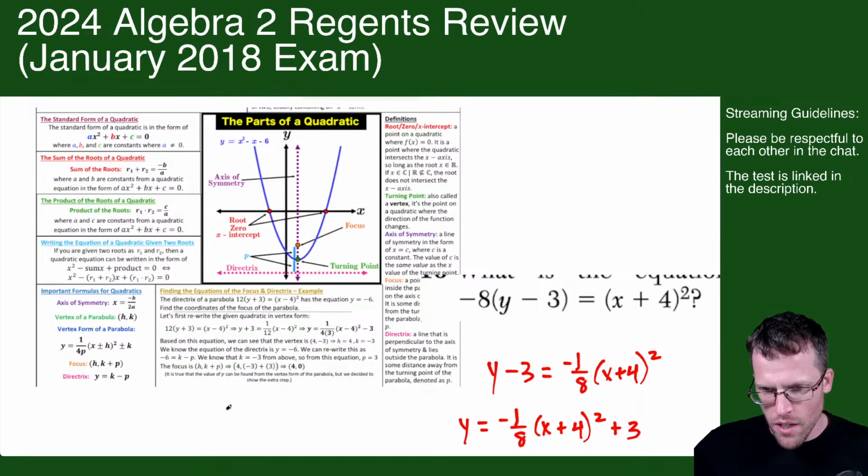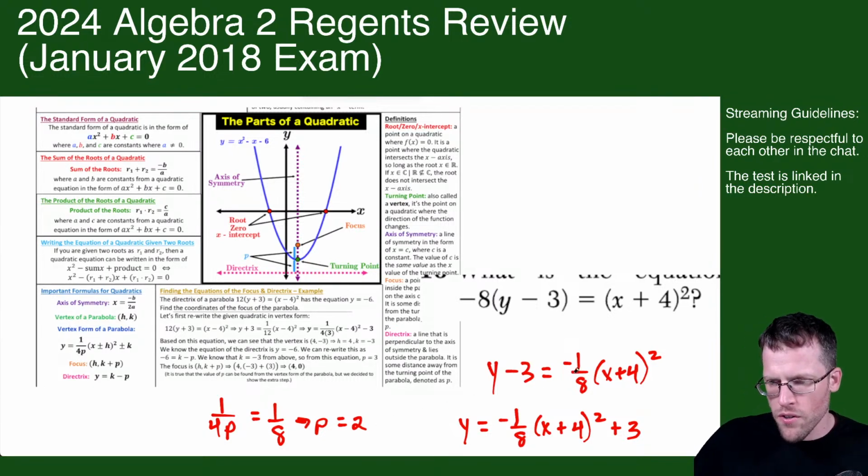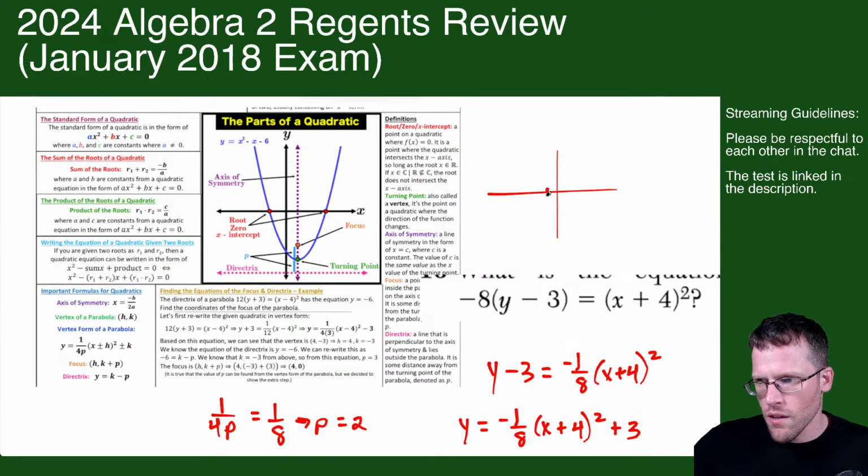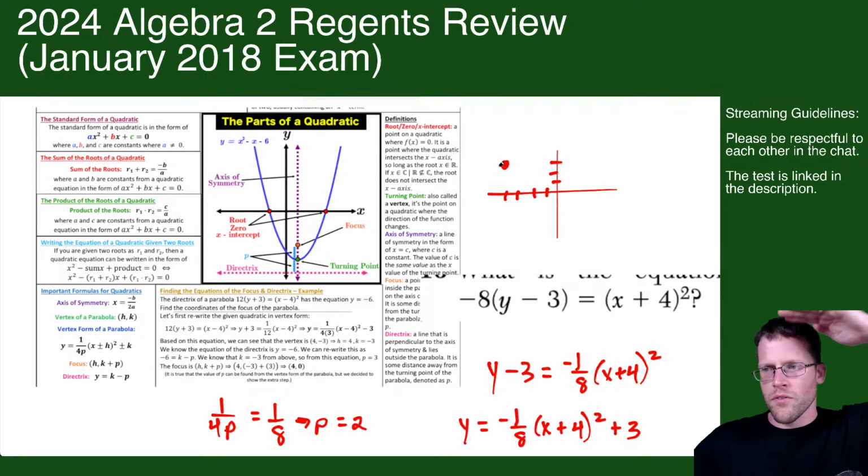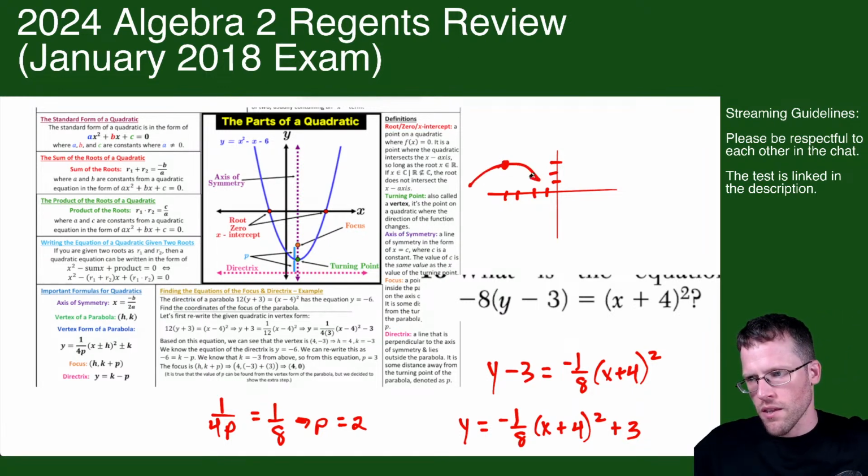So here, what I would say is 1 over 4p. I'm just going to set that equal to 1 over 8. And then that tells you the p-value here is equal to 2. So if the vertex we were saying is at negative 4, 3, then the p-value tells you how far to go up from the vertex and how far to go down to get to the focus and the directrix. Since it's a parabola like this, the focus is under. So if I go 2 units down, that puts the focus here. If I'm going down 2 from 3, that puts me at 1. If I go up 2 from 3, that puts me at 5.